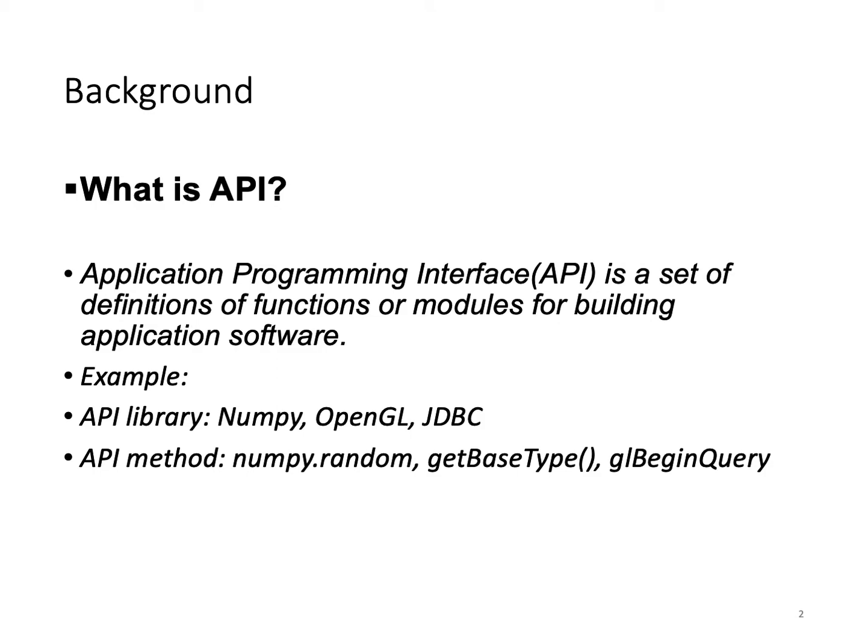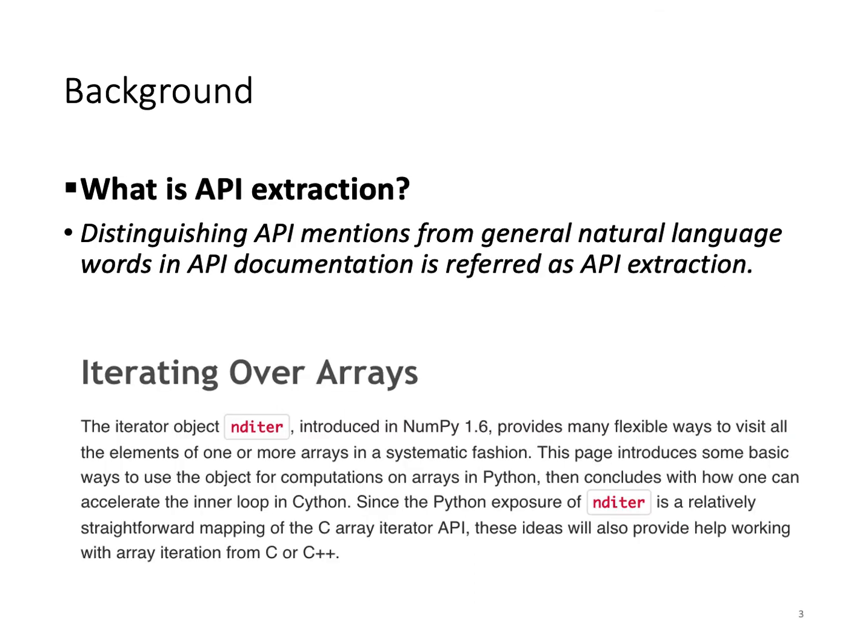So what is an API? An API is a set of definitions of functions or modules for building application software. There are some examples of API libraries, such as NumPy, OpenGL, JDBC. There are also some API methods, such as NumPy.render, getBaseType.